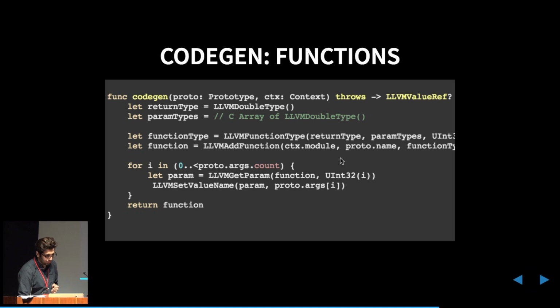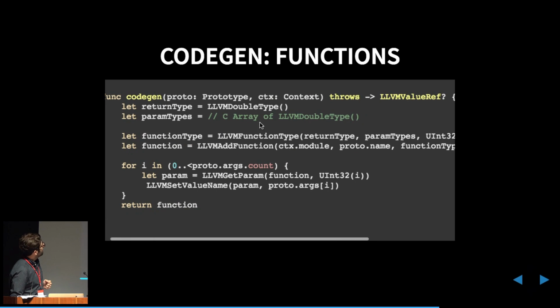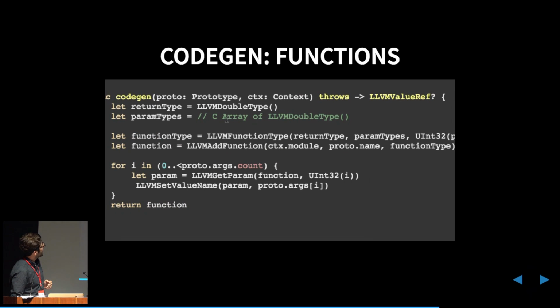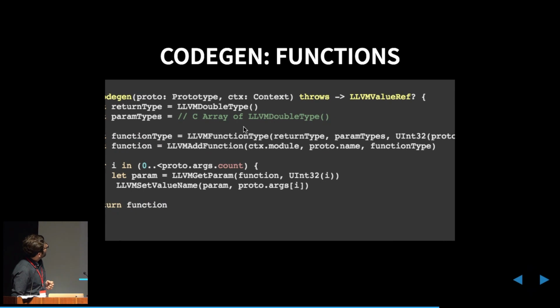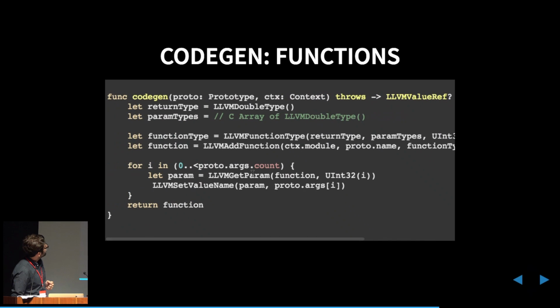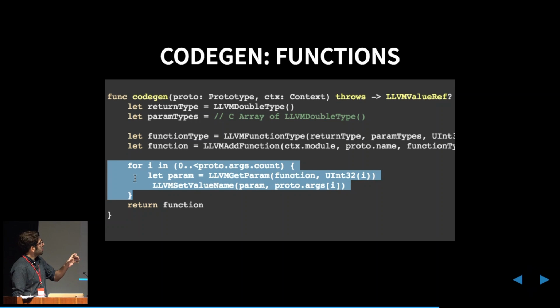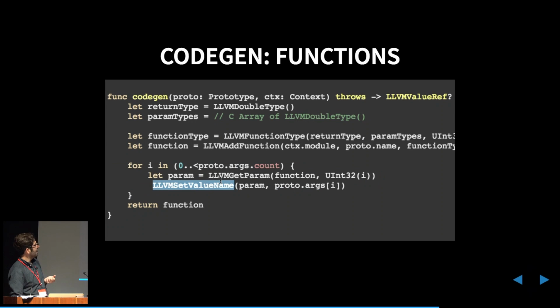The first thing we do is define the function type, which for all functions is double to double. So all functions return a double. That's why my return type is always double. Basically what I'm doing here is iterating through the arguments to set the argument names. When I have add A, B, I know A and B are the argument names. So I use this LLVM set value name to set the argument names to A and B, and I just return this function.